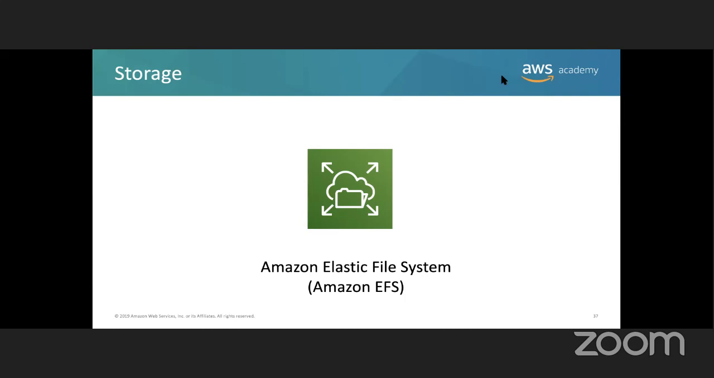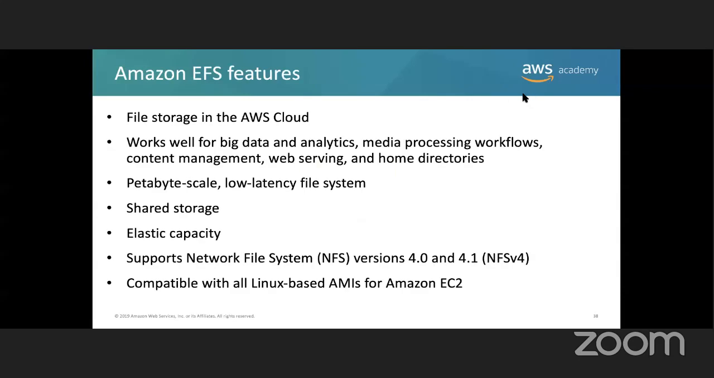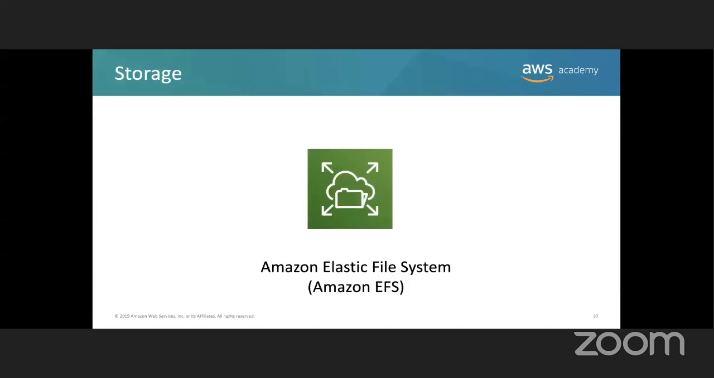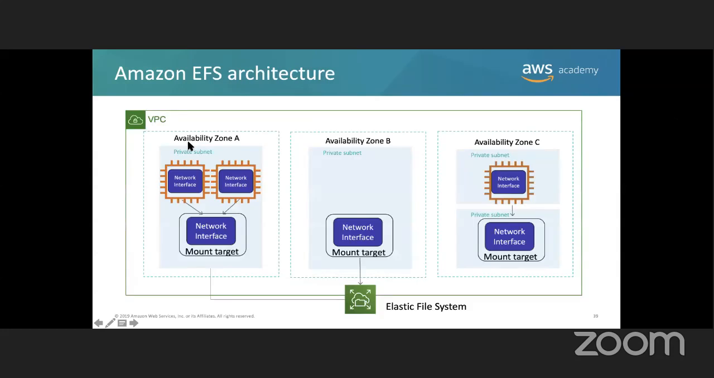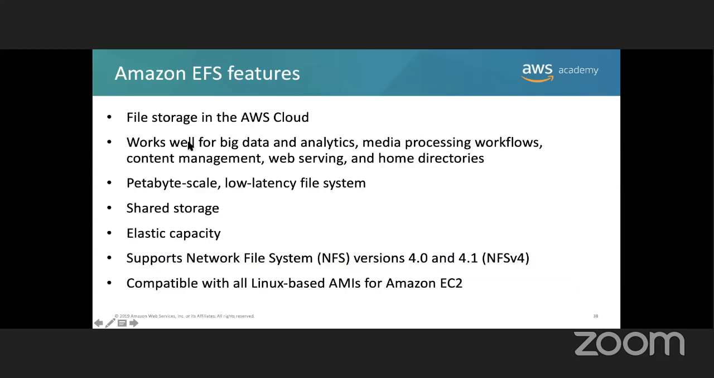Okay, sorry about that. So Amazon EFS is built to dynamically scale on demand without disrupting applications. It will grow and shrink automatically as you add and remove files. It is designed so that your applications can have the storage they need when they need it. So it's a file storage in the AWS cloud. It works well for big data and analytics, media processing workflows, content management, web serving, and home directories.